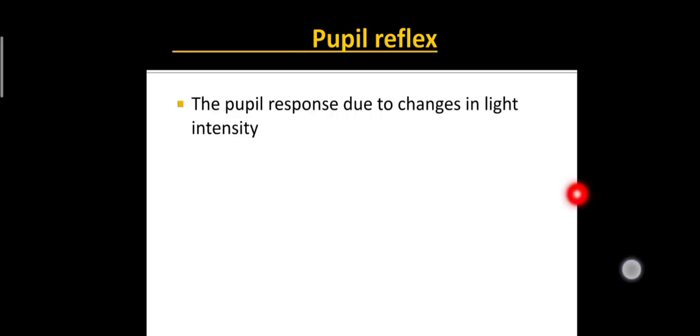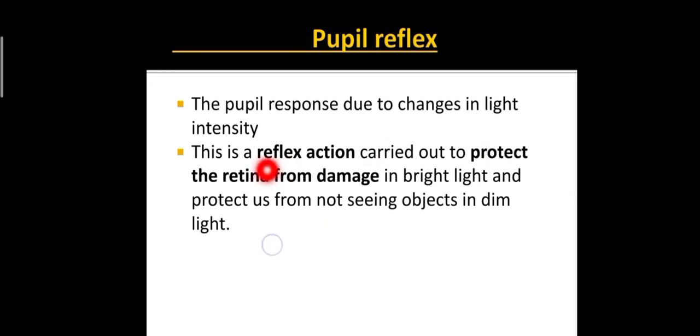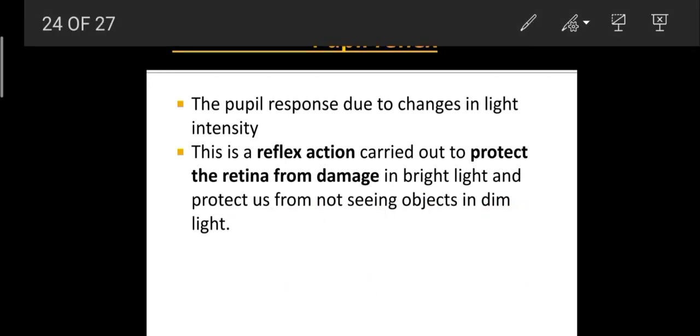What is the pupil reflex? The pupil responds to changes in light intensity. This is a reflex action, and it is carried out to protect the retina from damage in bright light and to protect us from not seeing objects in dim light.